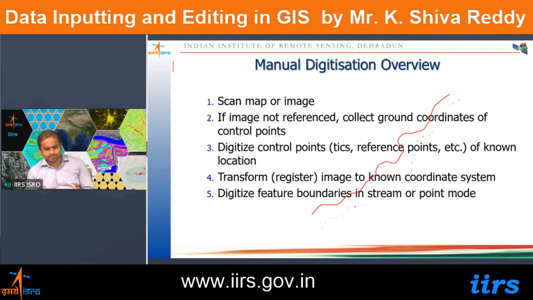Mostly I personally prefer using point mode because there is less chance of error, and in a relaxed way you can do the digitization. And the other mode is called stream mode. There also you can digitize. So seeing the background image, you keep moving, creating a line or vector feature, and that is called stream mode.